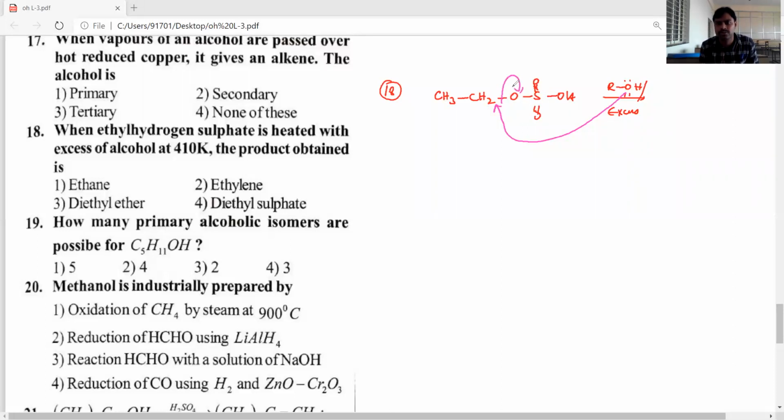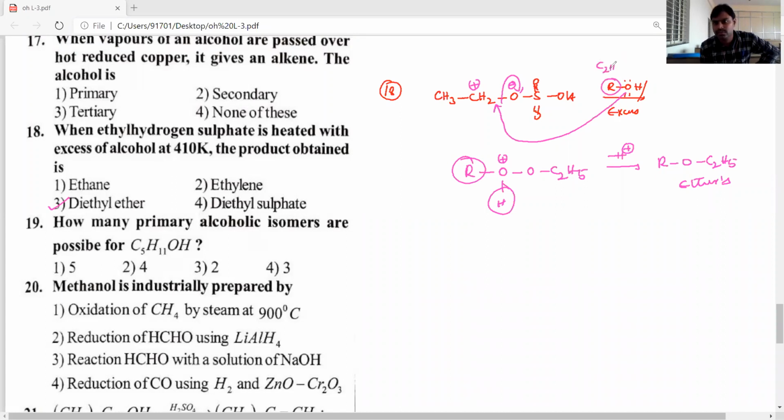O minus leaves, and here a positive charge forms, then it produces ROH-O-C2H5 and loss of H plus gives RO-C2H5. Ethers are the products. This O minus and this H plus combine and sulfuric acid is generated again. The answer is ethers, diethyl ether. So the excess alcohol must be C2H5OH, ethyl alcohol. Then we will get diethyl ether.